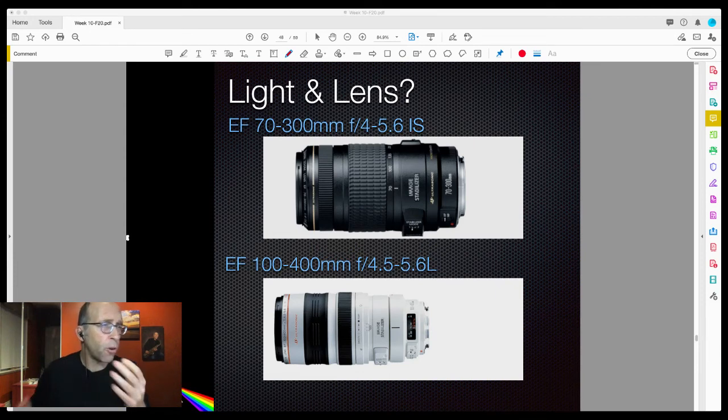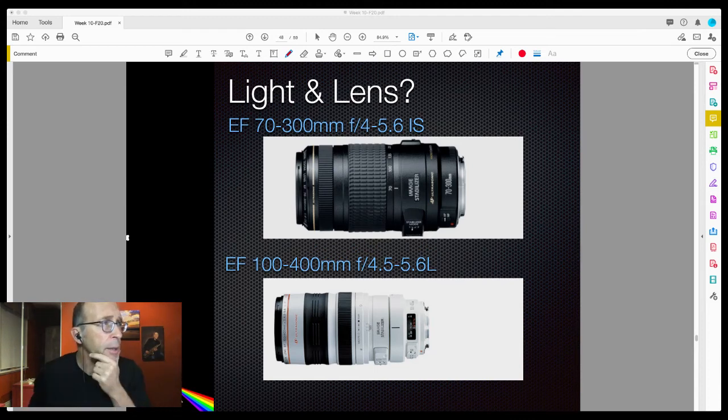So 70-300 and 100 to 400, so kind of the same zoom range. Both of them have a similar maximum aperture, and the only thing different is the lens on the top had image stabilizer, which is very appealing because, hopefully by now you know what image stabilizer means. It means you can handhold the lens at a slower shutter speed, and there's some technology in the lens that's helping prevent it from vibrating, if you will. So your pictures, you can go without a tripod at slower shutter speeds.